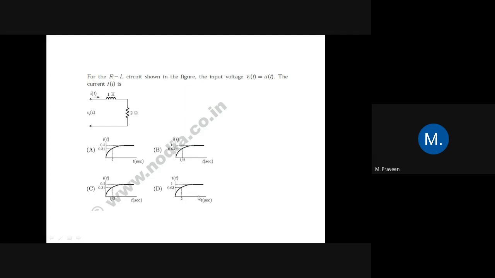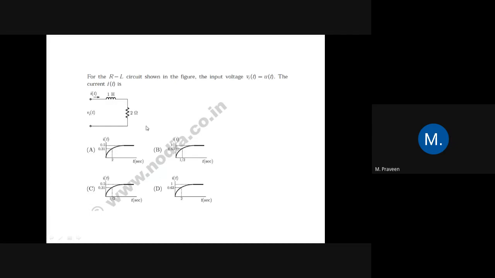And for option D, in the time period from 0 to 2 seconds, the I of t value changes from 0 to 0.63 to 1, and after 1, it is constant. So we have to find which one is the response of I of t.